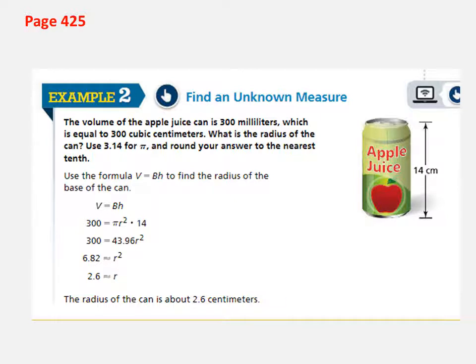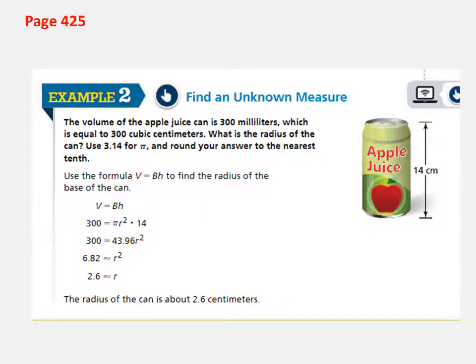Page 425. The question says the volume of an apple juice can is 300 milliliters, which is equal to 300 cubic centimeters. What is the radius of the can? Use 3.14 for pi and round your answer to the nearest tenth.